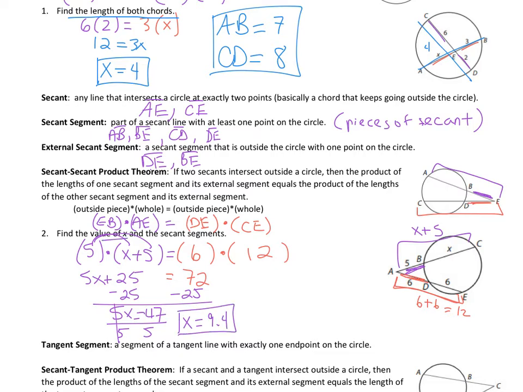So we need to find the value of x, plus we need to find the whole length of the segments. So I need to find my AC, and that's this whole part in purple. So I need to take 9.4 plus the 5 to give me that whole length, and we will end up with 14.5. All right, so then the other secant segment was AE, and that one we already found before because it's this 12. So that one's a little bit easier.